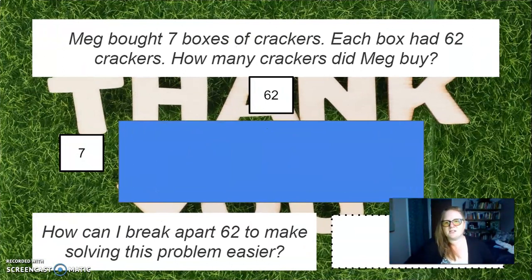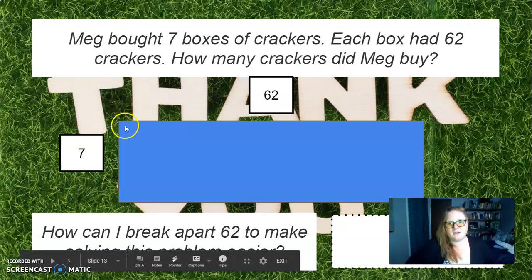Okay, here's our next problem. Meg bought 7 boxes of crackers. Each box had 62 crackers. How many crackers did Meg buy? So we're multiplying 62 times 7. Wow, that's a big number, right?